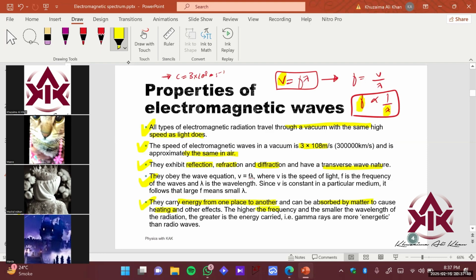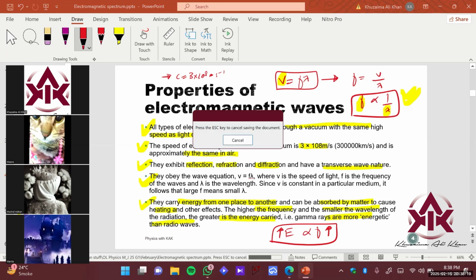So the higher the frequency, the smaller the wavelength, which we have seen by this relation, right? It's an inverse relation over here. So the greater is the energy carried over here. So gamma rays are more energetic. They are saying that there is a relation between energy and frequency, right? So the greater the frequency, the greater the energy. So don't worry about this. You don't have a formula for this, and you're not tested upon this relation. Just remember this roughly. The greater the frequency, the greater energy it would have.